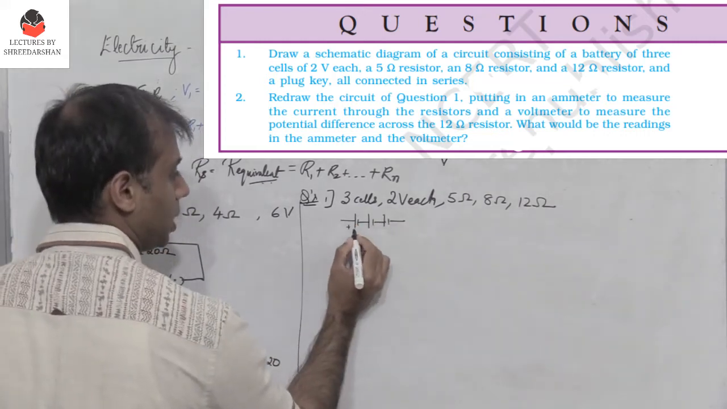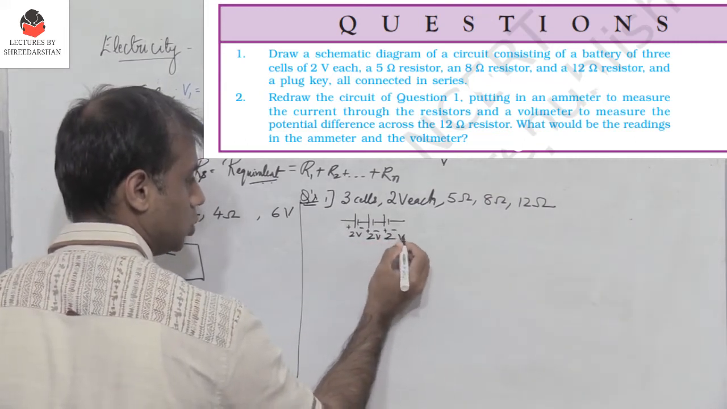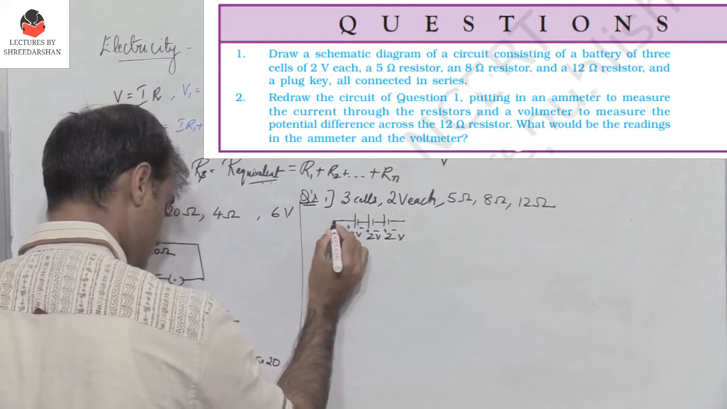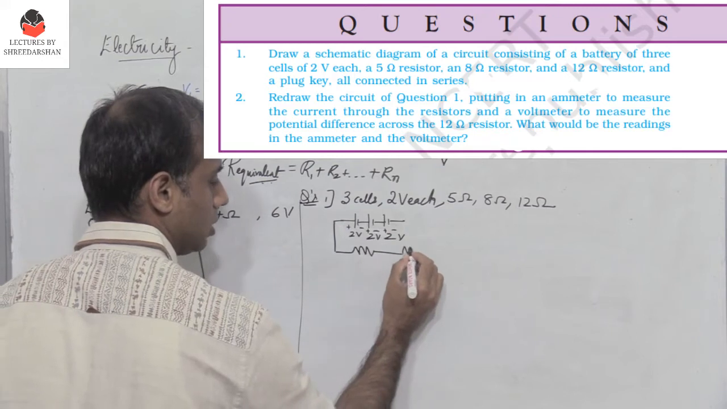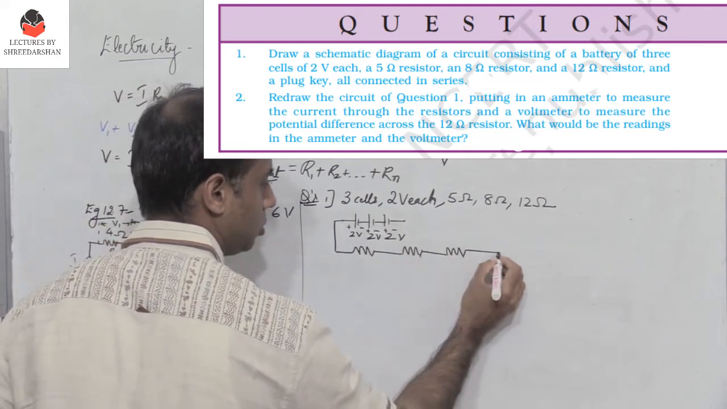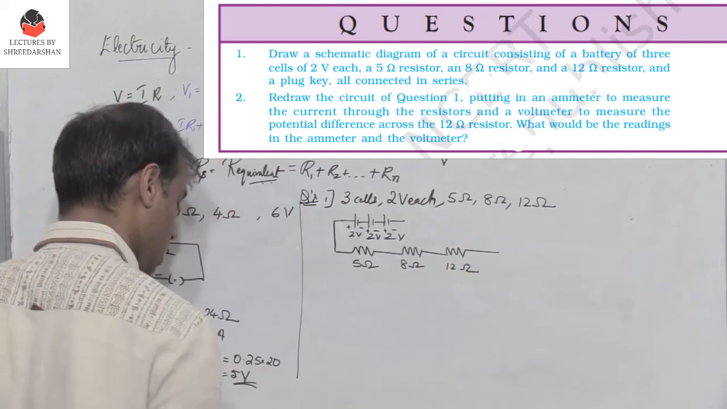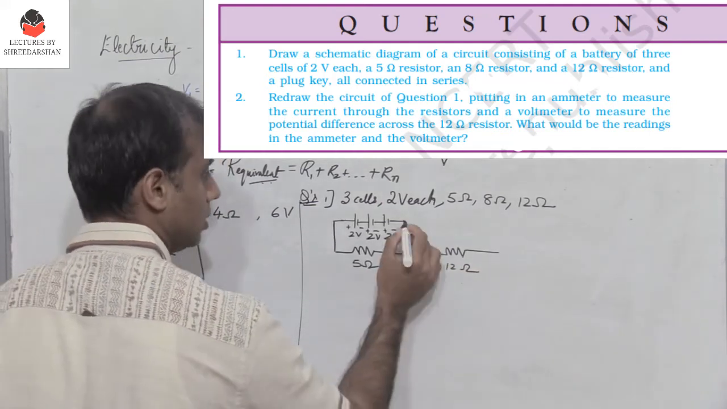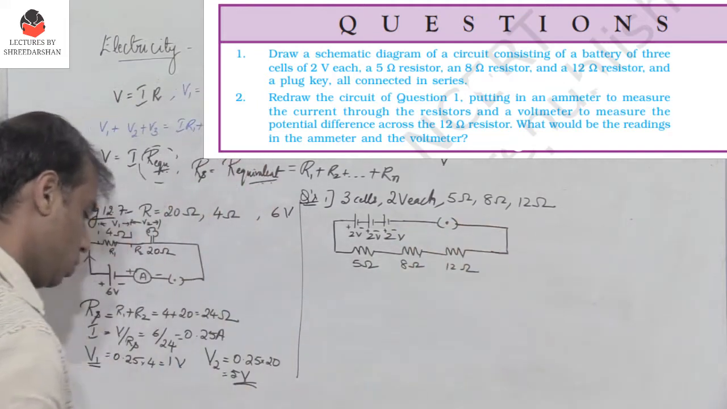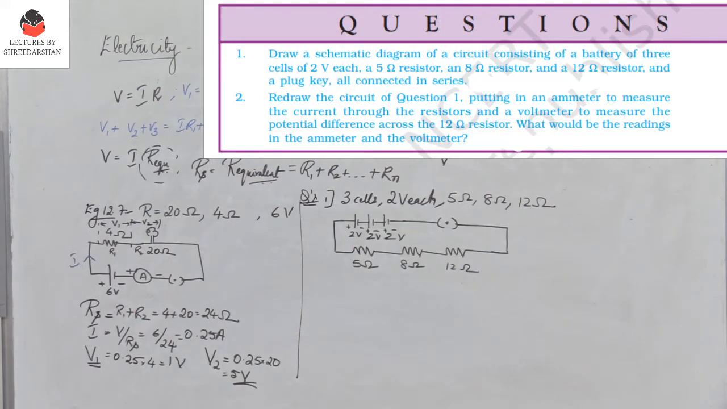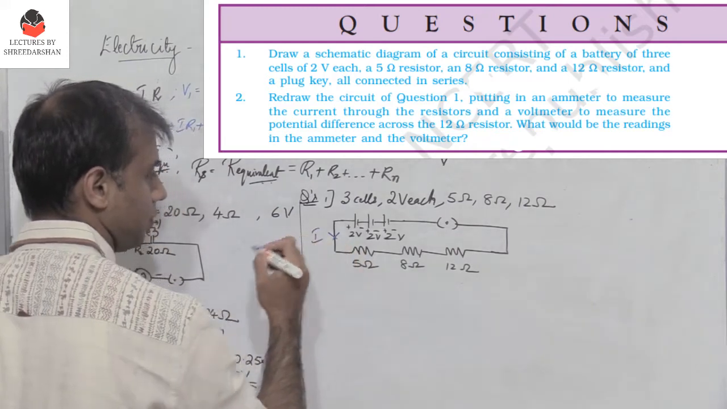So this is plus minus 2 volts, plus minus 2 volts, plus minus 2 volts, right? And then I have 3 resistors, 1, 2 and 3. So this is 5 ohms, 8 and 12 ohms. And you also have a plug key or a switch which is connected. And how does the current flow? The current flows from positive to negative. So current I is flowing in this direction.